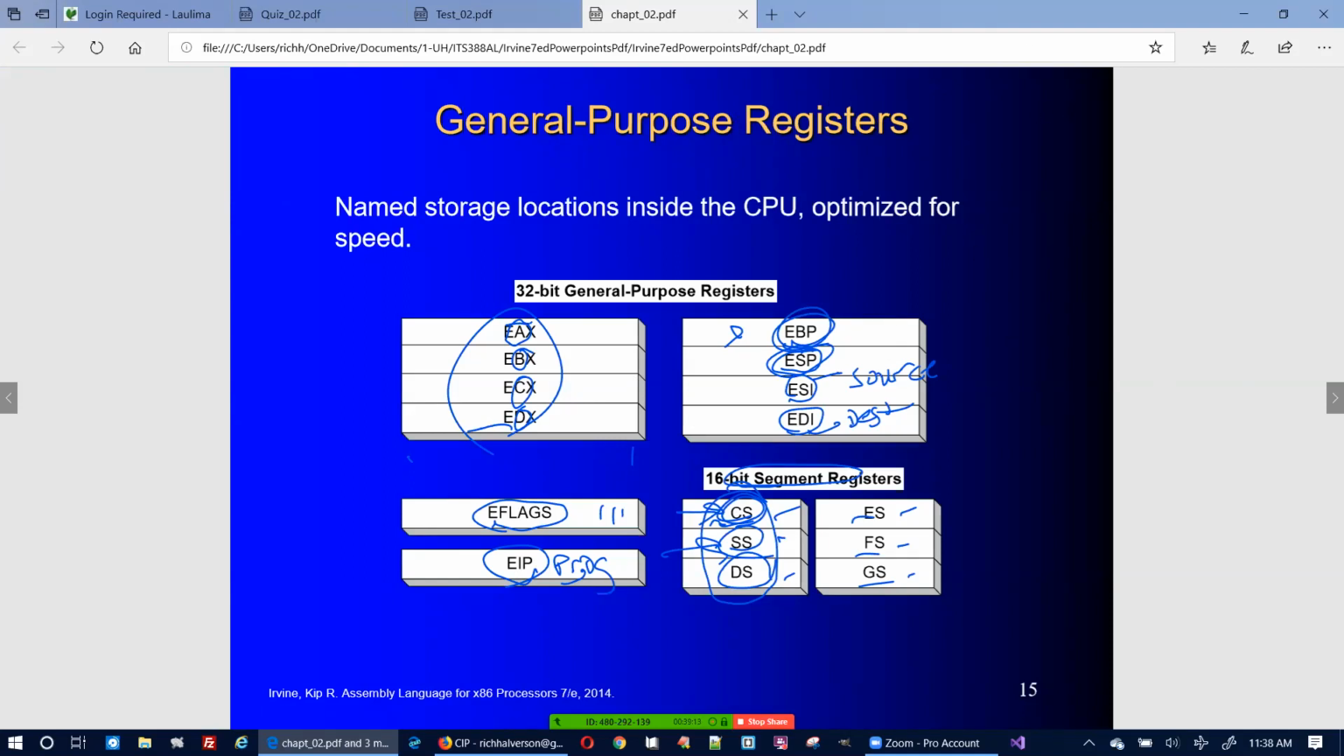All right, let me stop my sharing here. So that's chapter 2. We've covered chapter 2.